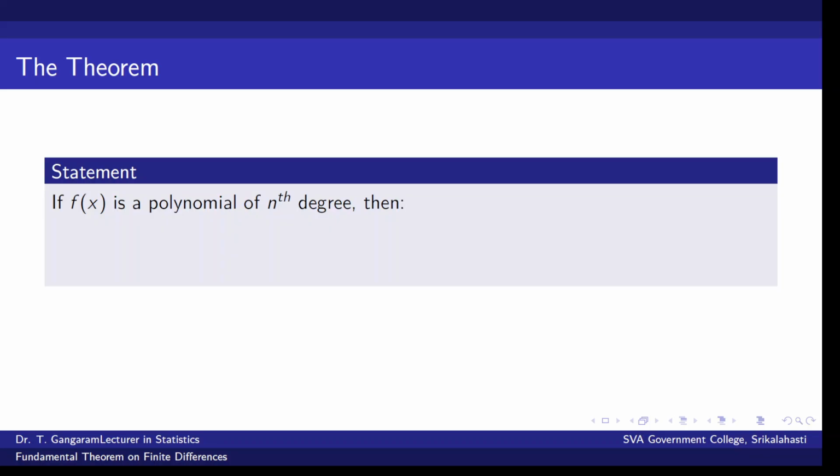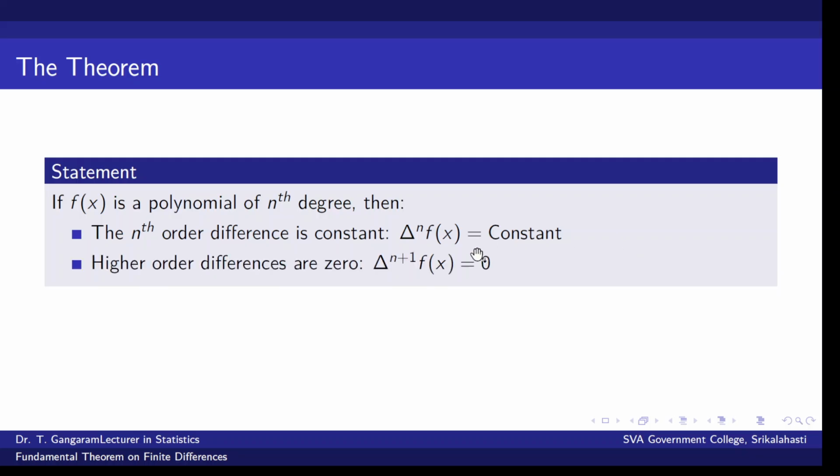If f of x is a polynomial of nth degree, then the nth order difference is constant, that is delta power n f of x is equal to constant, and the higher order differences, that is delta power n plus 1 f of x must be equal to 0. In other words, delta power r f of x is equal to 0 for all r greater than n. If r is equal to n, delta power r f of x must be a constant.